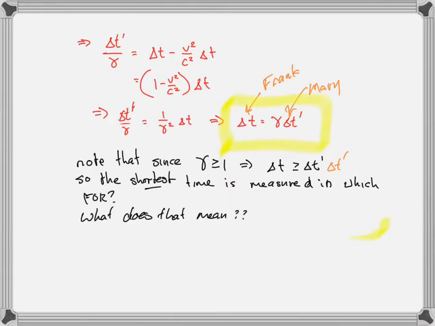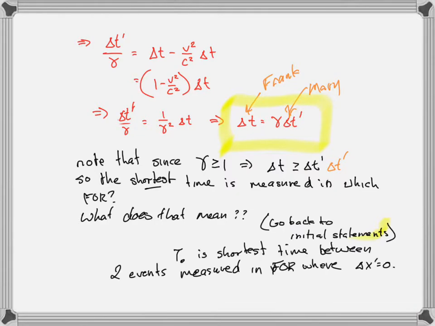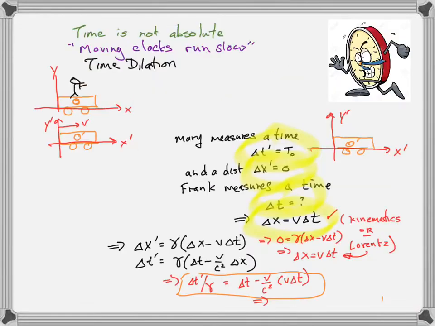Okay, so what does this mean? I mean, what does this mean in terms of those initial statements? So again, T0 is the shortest time. Let's go back to our initial statements. Time is not absolute. First of all, we know that if you're in different inertial reference frames, you measure different times. Moving clocks run slow. Mary is measuring the shortest time. We think of that as time going the slowest for her.